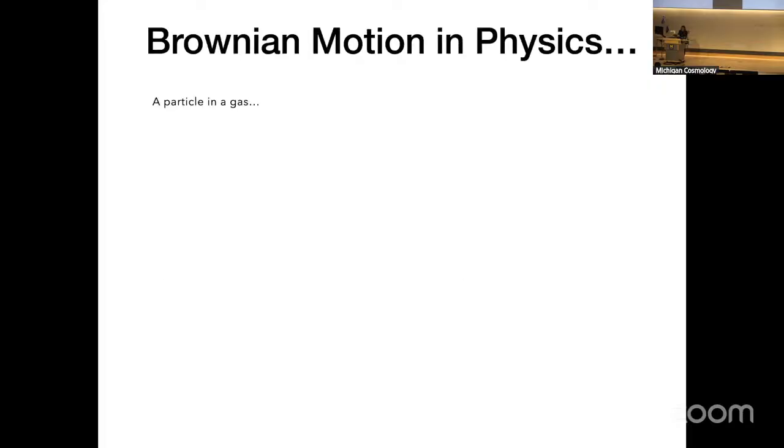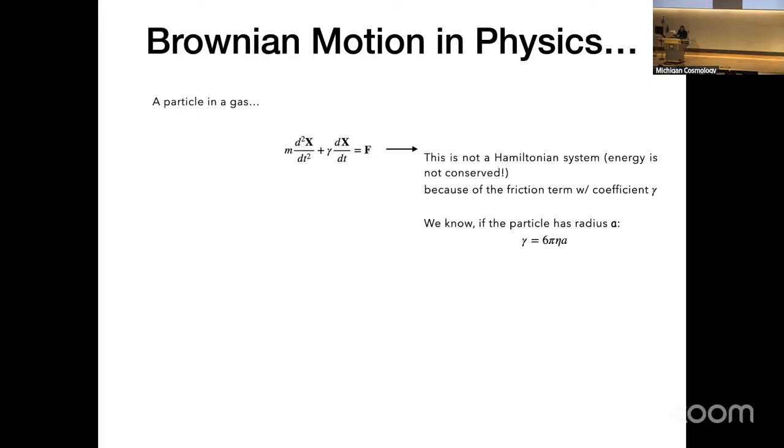So a particle in a gas obeys F equals ma, basically. This is just F equals ma. And for the particle in a gas, this is not a Hamiltonian system because there's drag, so the energy is not conserved. There's some drag coefficient, a friction coefficient gamma, and we know what it's given by based on the viscosity of the gas, right? So this is just undergrad physics.